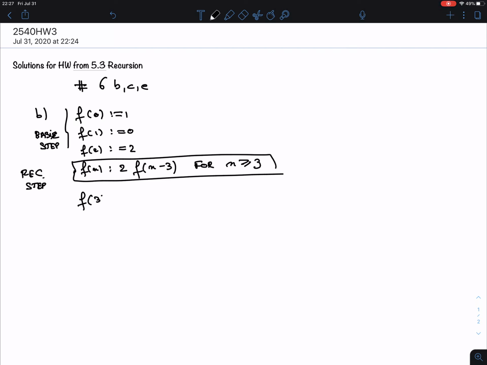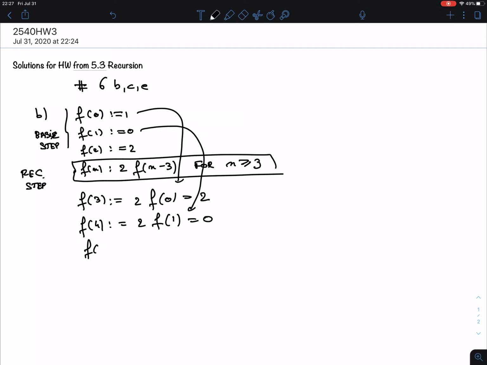Let's calculate f3. There's no need to start from a higher number. We have to go all the way up anyway. So what is f3? Well, it is 2 times f of 3 minus 3, right? So I'm using my formula. n is 3, so replace n by 3, so this becomes f0. What is that? Well, f0, that is given, right? We know what that is, 2. Okay. What is f4? f4 is 2 times f, now subtract 3 from 4, so f1. But that is 0. Right? That is here that I use that. What is f5? f5 is 2 times f2. With f2 we know that is 2. So this is 4. All right.